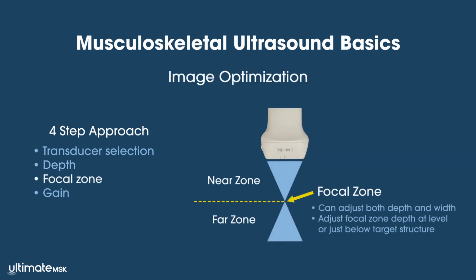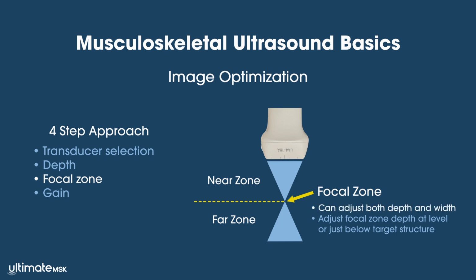The next step in image optimization is adjusting the focal zone. Some ultrasound machines will automatically set the focal zone based on depth, but most allow manual adjustment. For linear array transducers, the ultrasound beams penetrate tissues in an hourglass configuration. At a certain distance from the transducer, the beams narrow to a focal point, providing the highest image resolution. Beyond this point, the beams begin to diverge.